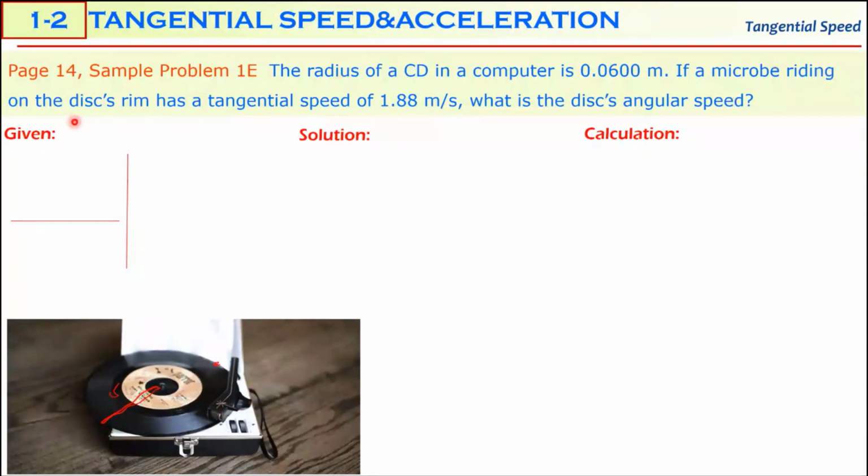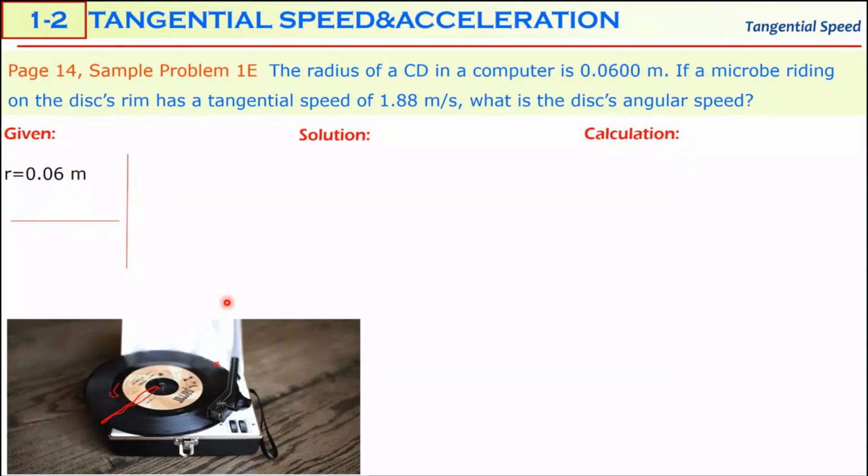If the microbe is riding on the disc rim, meaning the edge of the disc, which is called the rim, here, and has a tangential speed of 1.88 meters per second. So this microbe is moving with a linear speed, or tangential speed, equal to 1.88 meters per second. What is its angular speed? Calculate omega. This CD is also rotating with some angular speed, so calculate this angular speed.